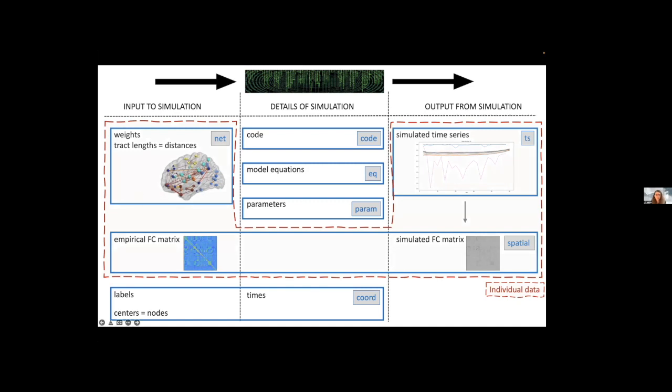You have an individual connectome in the study, you have an individual functional connectivity matrix, and therefore you're going to have individual simulated time series. So actually the code is the same code for all subjects. Model equations and labels are also the same over all subjects. So make that distinction always.